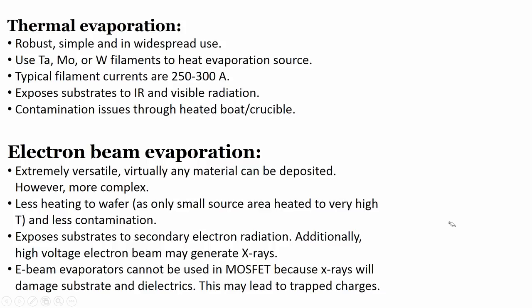So, what we understood? We understood two things. First, we have seen the thermal evaporator, and second, we have seen the e-beam evaporator. What is the difference? The thermal evaporator is robust, simple and widespread in use. It uses several materials for filaments to heat the evaporation source, that is tantalum, molybdenum, tungsten filaments, all right, to heat the evaporation source. So, this is the boat, all right, boat.